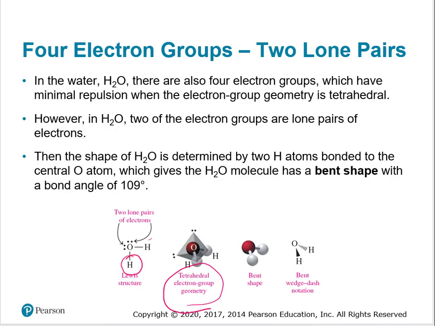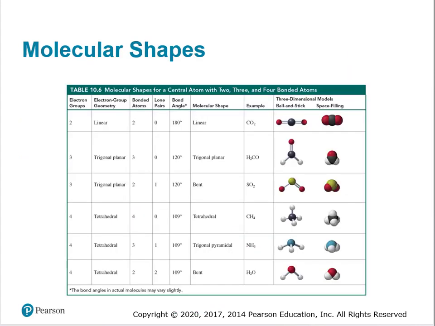In this case, though, there's 2 hydrogens coming off of that O and 2 sets of lone pairs. So there's 4 things off of my central atom, giving me an electron geometry of tetrahedral. But only 2 of the things coming out of that oxygen are atoms. That gives us a bent shape. Here's our little cheat sheet.